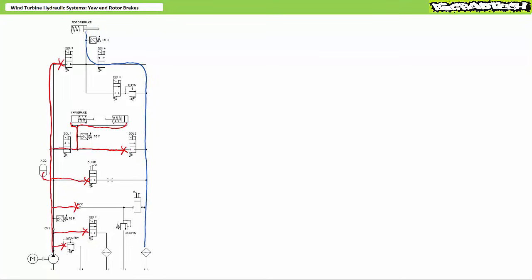Lastly, here's the return line in blue. The open Sol 4 valve drains flow to the reservoir through the filter on the right-hand side. Most likely, this is the return line filter.